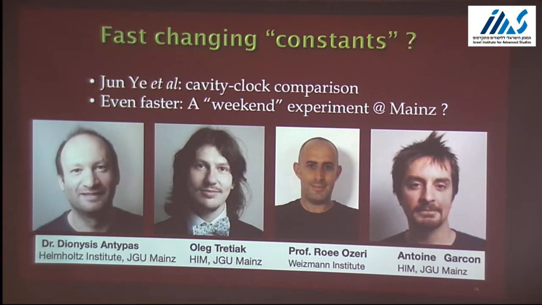Imagine that you have a frequency of some atomic transition, and the levels are doing this, right? This frequency would change. And if you have some kind of an experiment where you have a laser that is locked to something that doesn't do this, which is stable, then you can see this fast oscillation fairly easily.